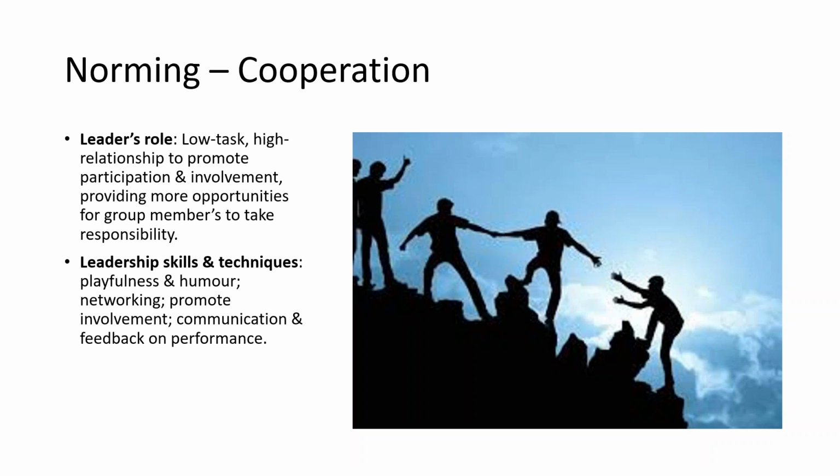So look, you need to have a sense of humour, a bit of playfulness. You need to do a bit of networking. You need to build up good stakeholder engagement. You need to promote involvement. You need to communicate. A classic example of that would be if you had a team meeting and someone never said anything in any of these team meetings, and you actually then encourage them to speak up at a team meeting. That would be a classic case of moving them from norming to performing.